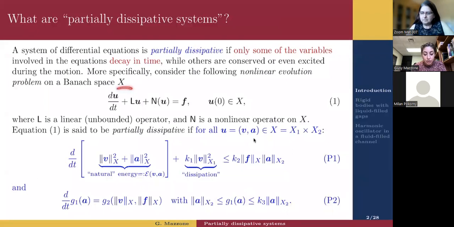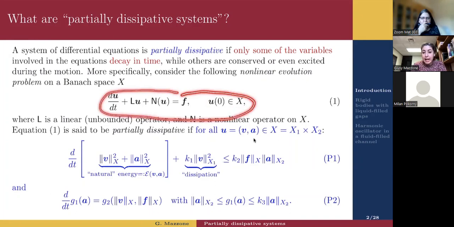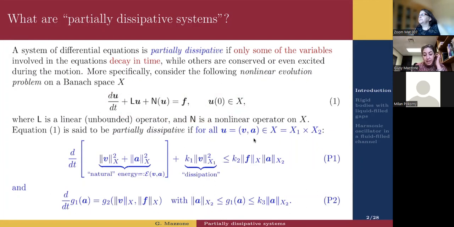So let us consider this ODE, and assume that it is an ODE in a Banach space, which means that your unknown U is a function that at every time belongs to the Banach space X. If X was R^n, this would just be a system of ODEs. If X is a Hilbert space or Sobolev space, then this will be a system of partial differential equations. The structure of the system is such that we can identify a linear part and a nonlinear part.